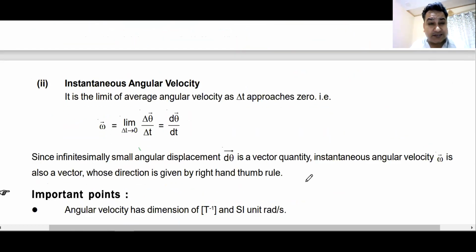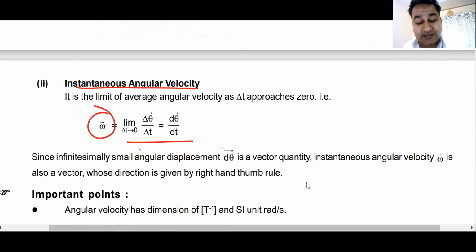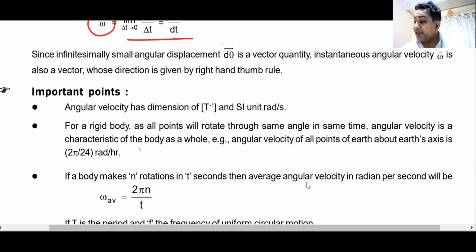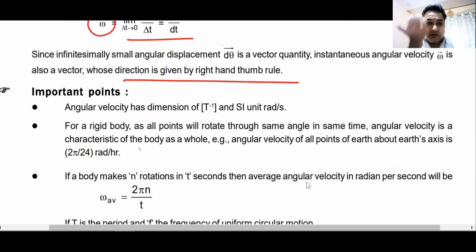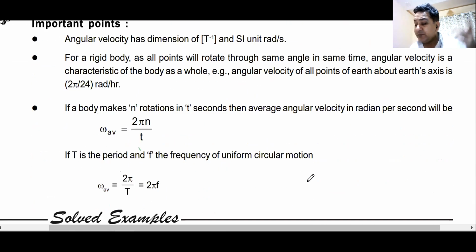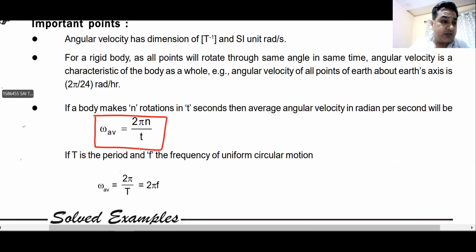Average angular velocity is a scalar quantity, but instantaneous angular velocity, the rate at which the angle is changing, d theta by dt, is a vector, since d theta is a vector. Please raise your hand so that I can move forward. Again, the direction is given by the right hand thumb rule. Hold your axis in your right hand, curl your fingers and you get your direction. If it is uniform circular motion, angular velocity will remain constant. I hope you know that.